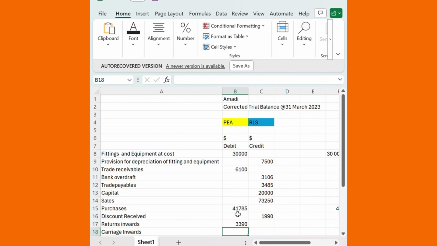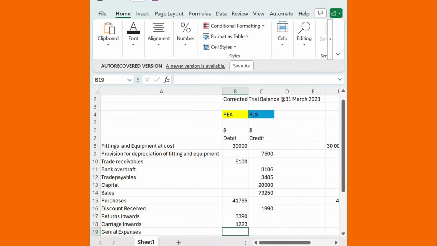We continue. Carriage inwards is an aspect when we buy something from a company and there are expenses to bring it to where Amadi is. Those are the expenses of carrying things into the business. So this one doesn't decrease purchases, it actually increases the overall cost. So we would put that as a debit balance.